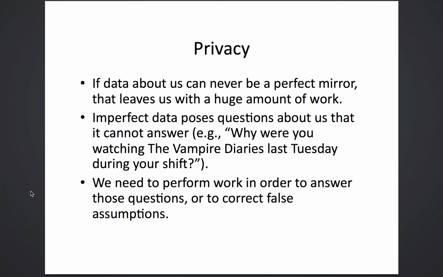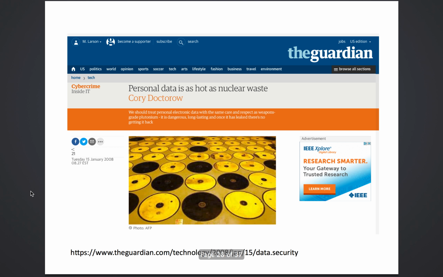And this is why we need privacy, because if you can imagine answering every single one of those questions posed by data, this would take us all day. Data becomes this thing that basically attacks us. And in fact, this very dangerous side of data was very well described by an article in The Guardian nearly 10 years ago now: Personal data is as hot as nuclear waste. Here, Cory Doctorow argues that we should treat personal electronic data with the same care and respect as weapons-grade plutonium. It is dangerous, long-lasting, and once it's leaked, there's no getting it back.